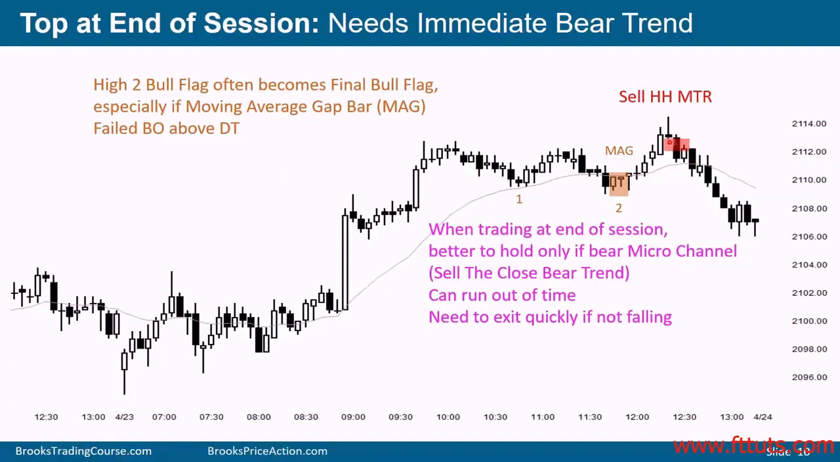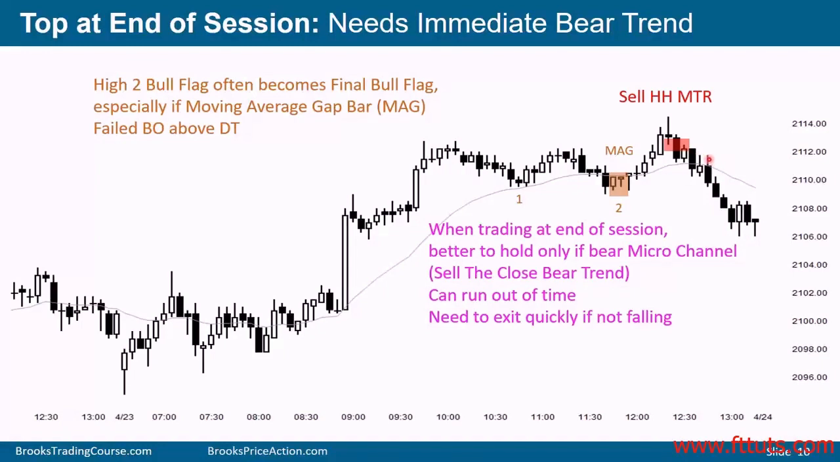If you take this short, you really need signs of strength because you're right at the end of the day and you really don't have that much time. Most of the bears will get out, especially above a second bull bar here, first bull bar, second bull bar. They'll get out above here.